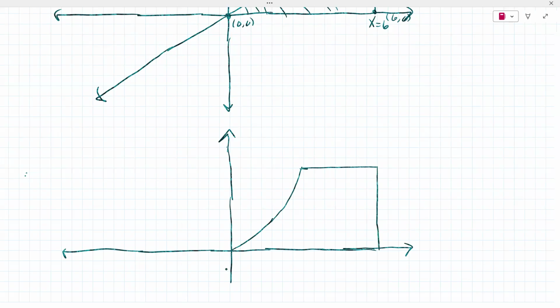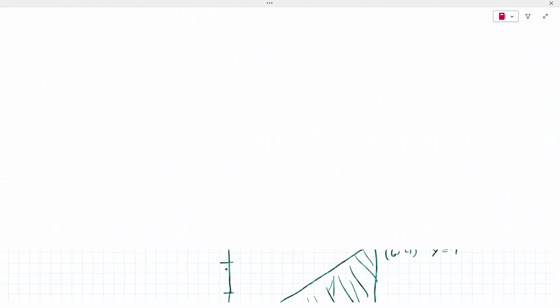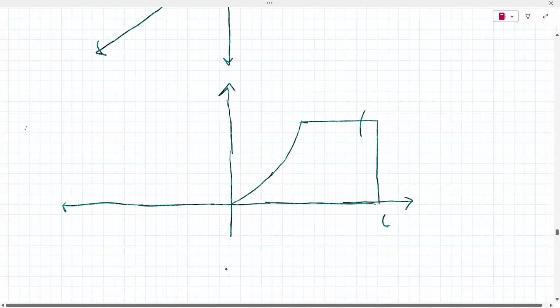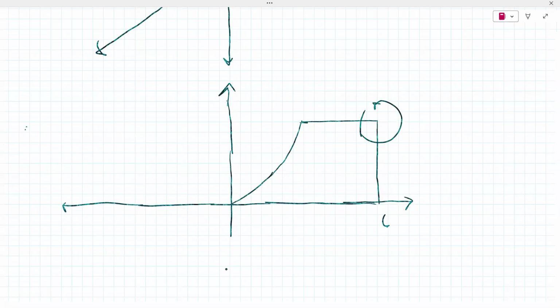It would be revolved about, it says we're revolving around x equals 6. So here's 6, and we're going to go like this. We're revolving x equals 6. So what we're really doing is we're standing horizontal like this, because we're trying to revolve it around x equals 6, right?